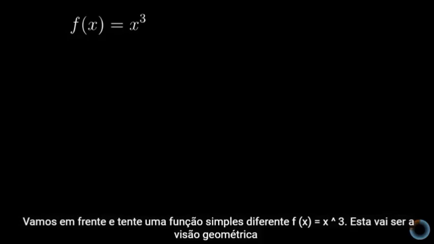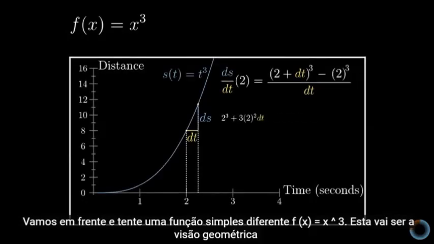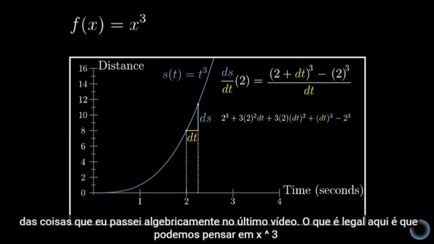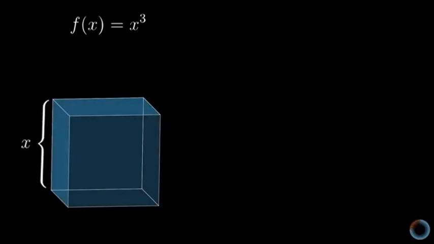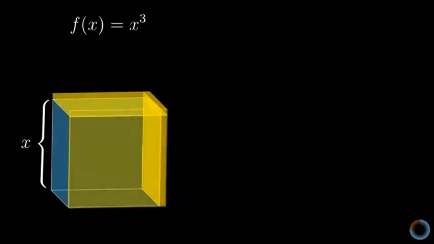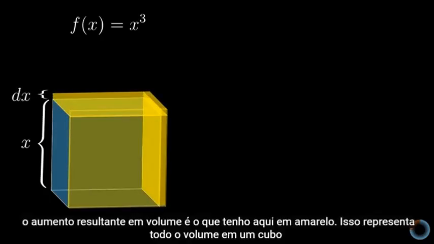Let's go ahead and try a different simple function, f of x equals x cubed. This is going to be the geometric view of the stuff that I went through algebraically in the last video. What's nice here is that we can think of x cubed as the volume of an actual cube, whose side lengths are x. And when you increase x by a tiny nudge, a tiny dx, the resulting increase in volume is what I have here in yellow.